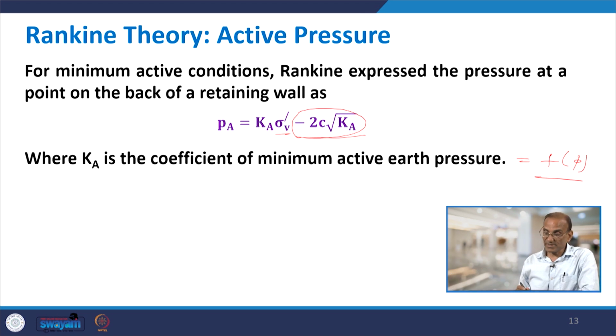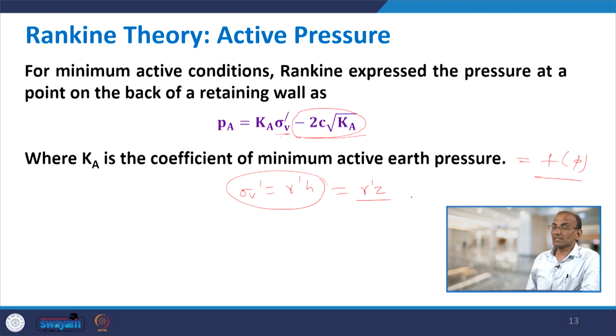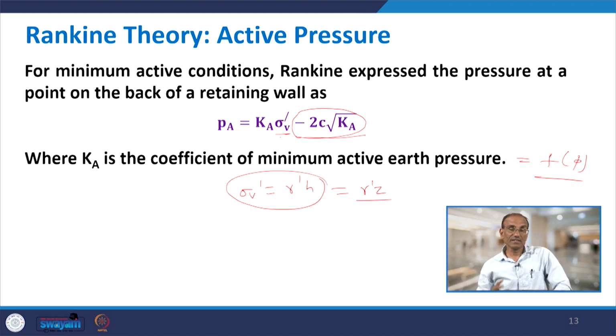However, sigma V prime is normally gamma into h, where h is the height, or I can say gamma into z. So, this will increase with depth. As a result, there are two terms in this equation: one term is constant, while the first term increases with the depth. Now, what is Ka here?